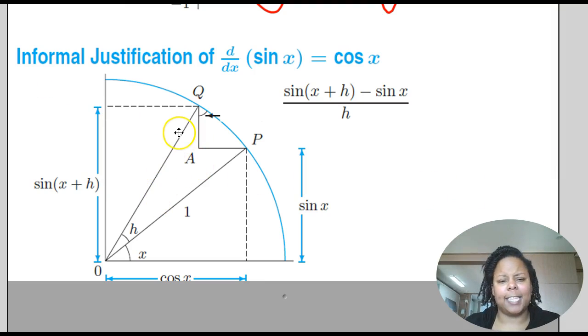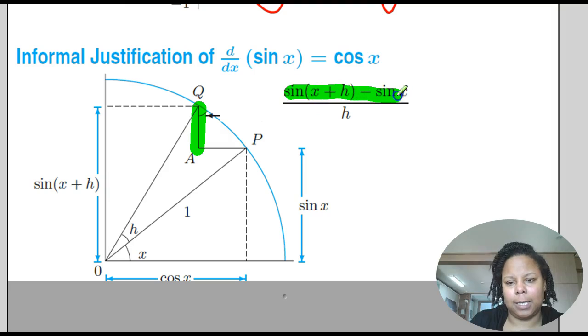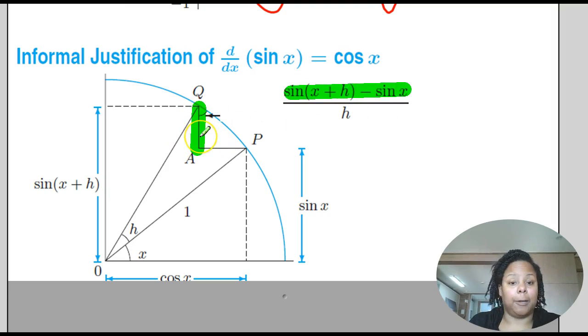Some of you may be asking, what is the significance of the point A? Well, if you take a look at the difference between sine of x plus h and sine of x, that difference is this right here. So this is equal to the length of this segment right here. Okay, so that's important to note.